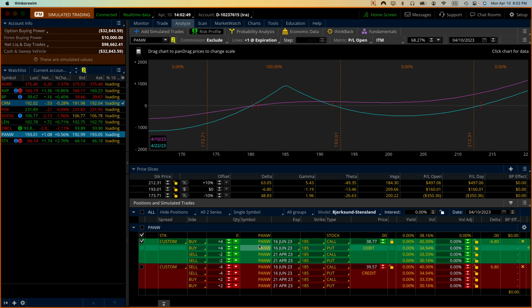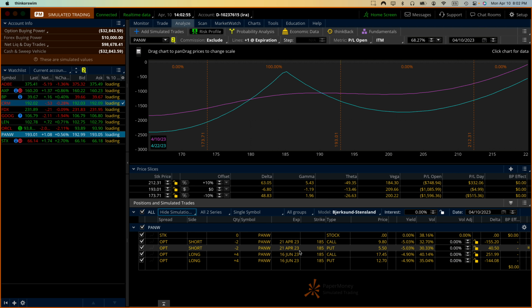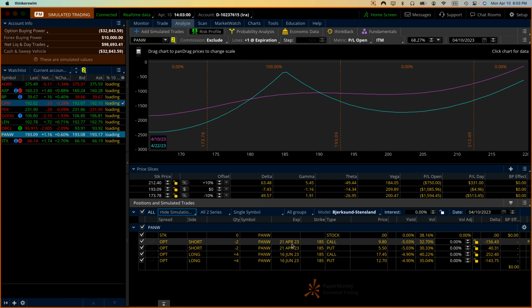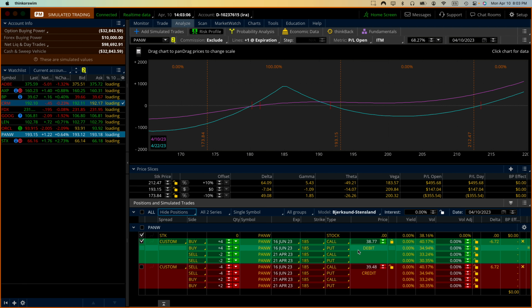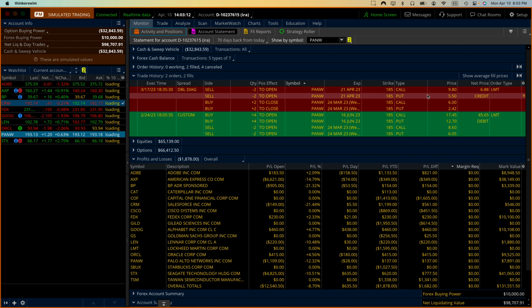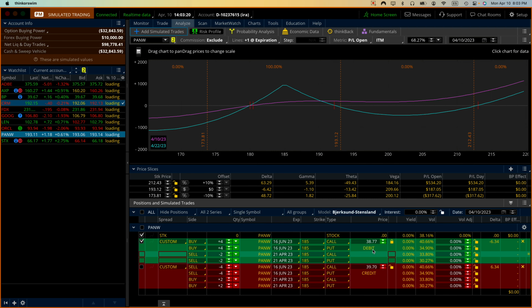Okay, here you have PAN, 21 is the expiration. Let's make sure we hide the simulation so we can see. Yeah, 21 is our expiration for our shorts. That's some time from now. If I hide the position, this is the trade as I entered it here. You go over here, you can see this original trade, and that's a rollover, so you can subtract 6.88 from your 45.68, and that's what you get here, 38.77. That's my current position.